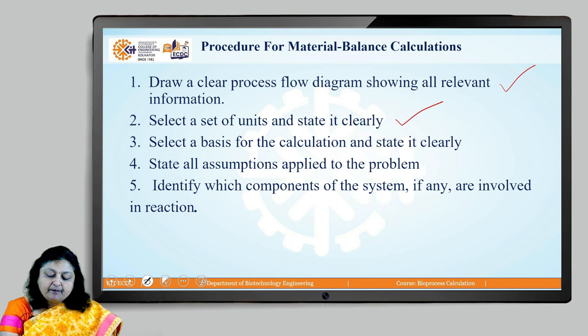Then based on the given data in the problem statement, we need to select the basis for the calculation. Generally, the basis is selected based on the input and output for the process. Once the basis is set, we sometimes need to apply a few assumptions, like the process is run at steady state. We need to state all the assumptions and simplify the process.